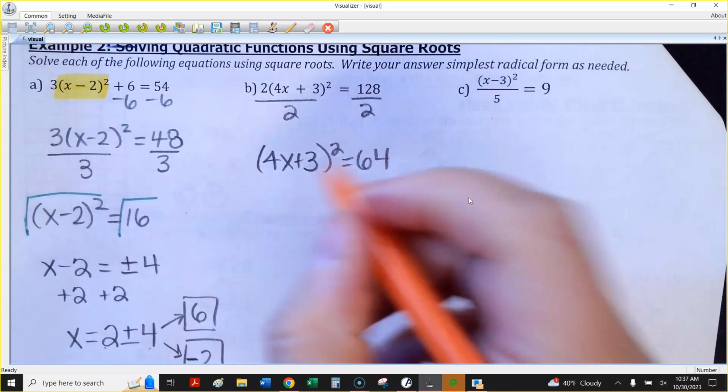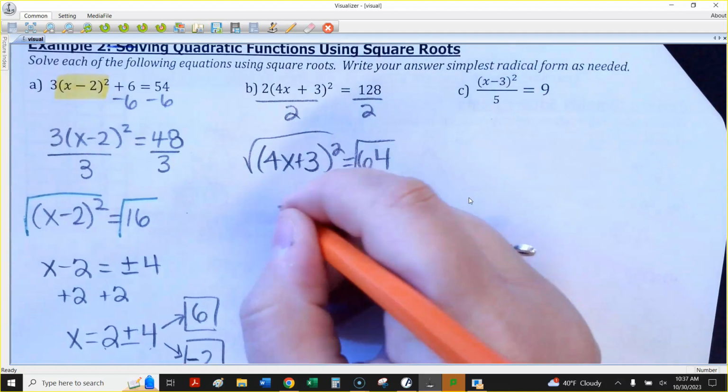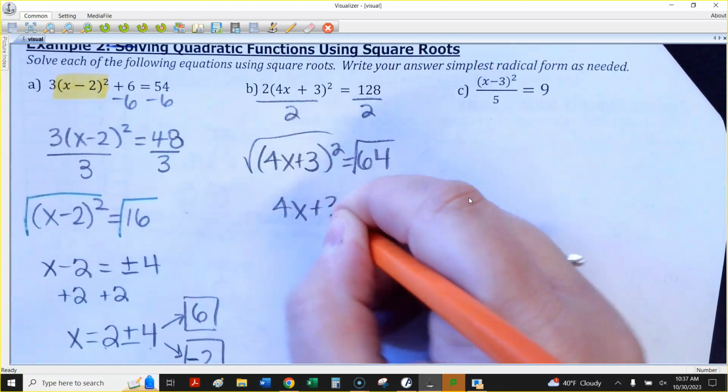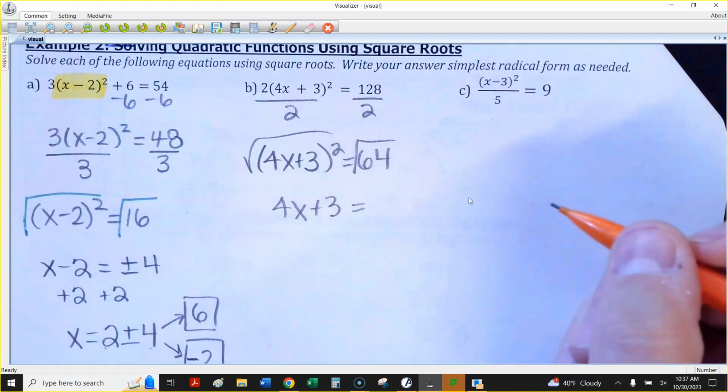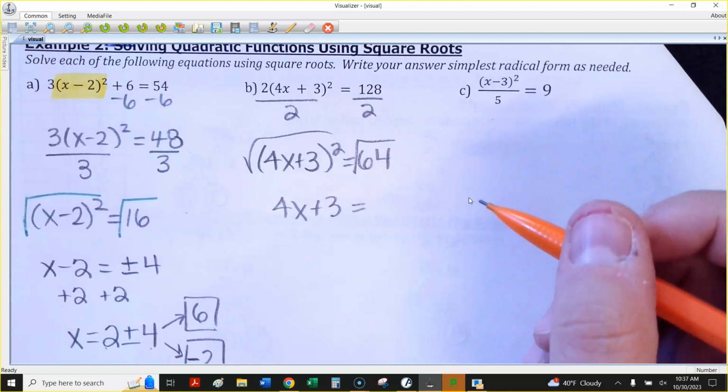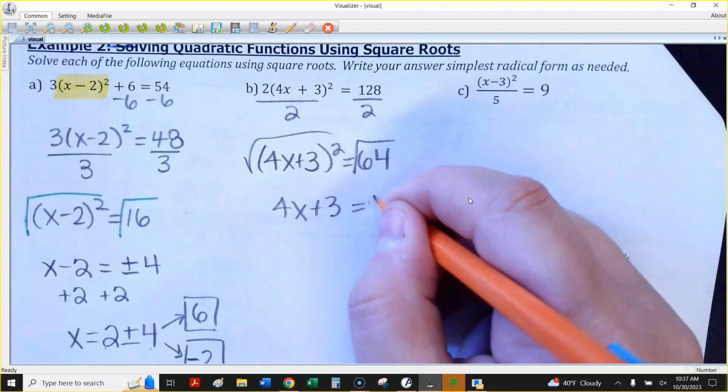Square root. All right. So square root of 64 would give me what? You guys know? 8, thank you. Okay, it's okay to talk. All right, plus or minus 8.